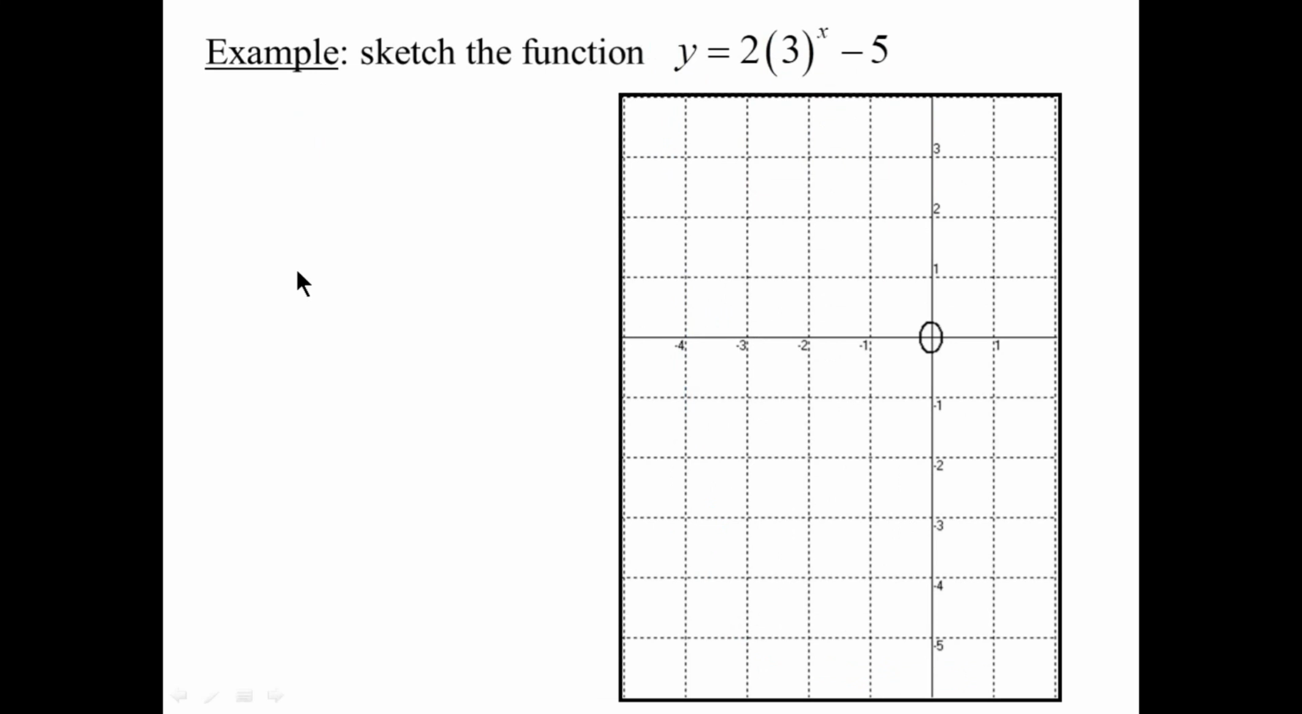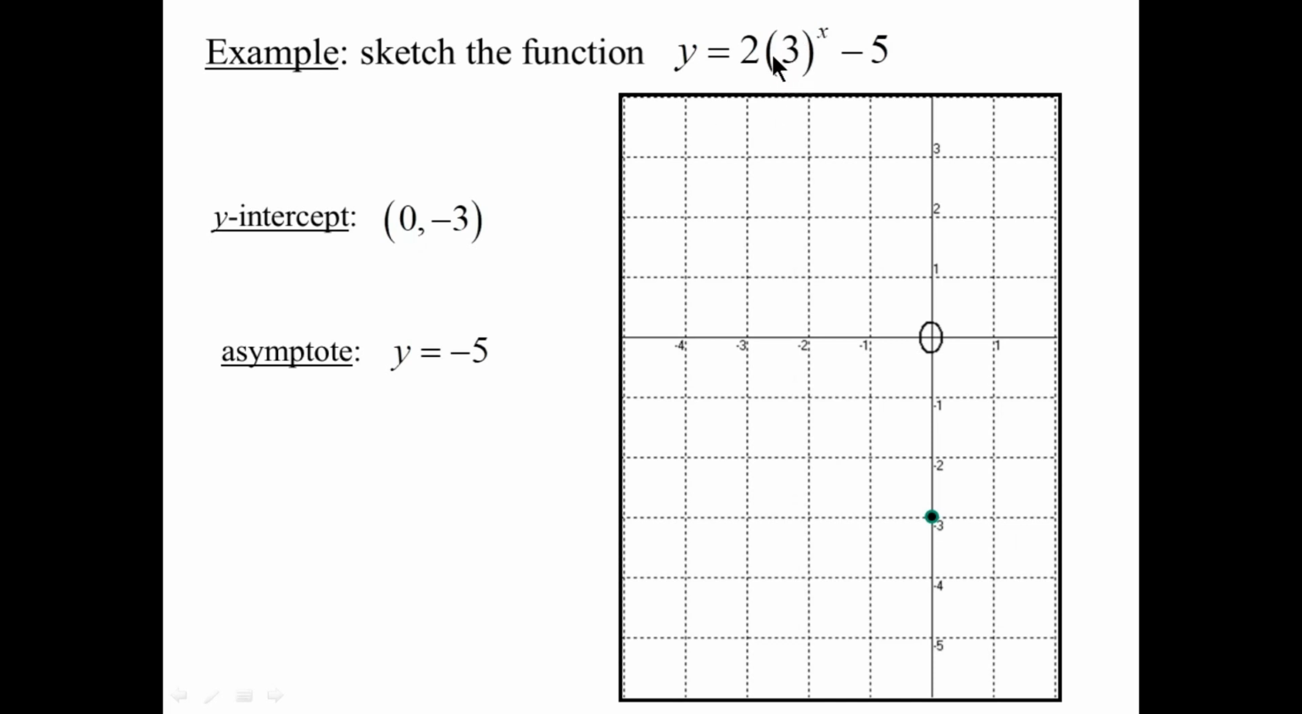Let's do it again. Sketch this function, y equals 2 times 3 to the x subtract 5. We'll need a y-intercept, which we get by substituting 0 for x. This will be 2 times 1 is 2, subtract 5, -3. And now let's put that on our graph. 0, -3. We need to know how to plot points. Next, we can work on our asymptote here. The asymptote we know is this number on the end, y equals -5.